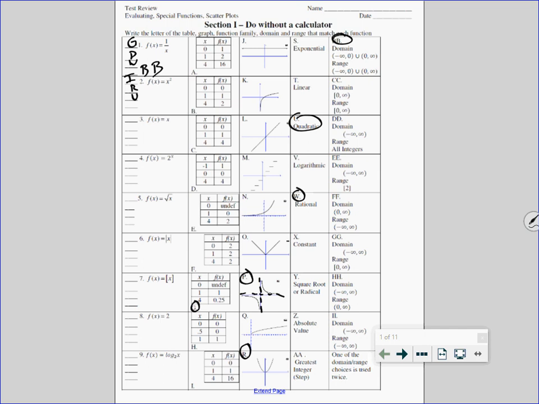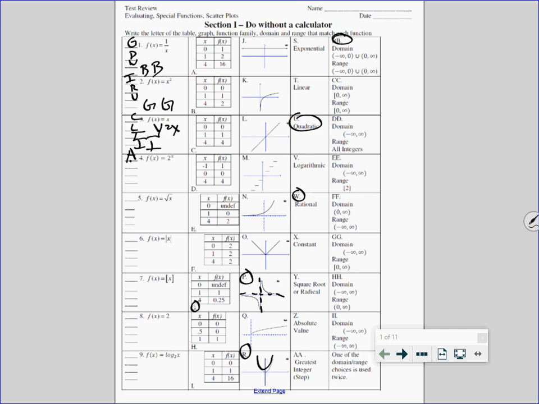Now, if we look at this function down here, the domain, we can put in anything we want, but we only get out positive values when we square something. The next one is a linear function. This is basically y equals x, so whatever I put in is what I get out. Sorry for the beeping. And there are no restrictions on the domain or the range.